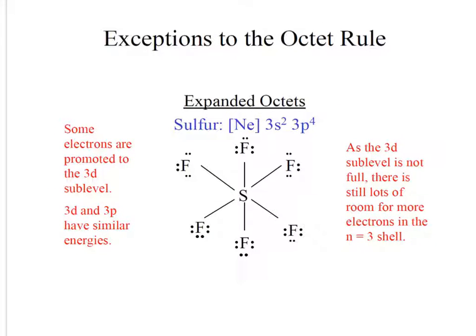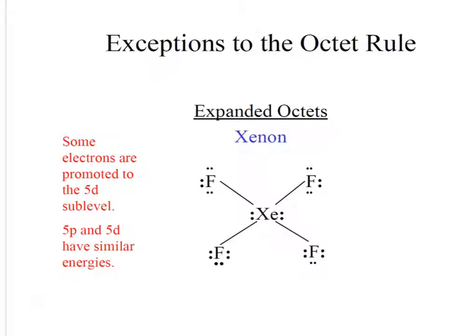All right, sulfur, again, the 3d subshell is very close in energy to 3p. So 4 of these electrons were promoted to the 3d subshell. Now xenon, this occurs because the 5d subshell is very close in energy to the 5p subshell. So xenon has 12 electrons around it. 4 of those 12 are promoted to the 5d subshell. And other elements like iodine and chlorine can expand their octets in the same way, but it just has to be in rows 3 through 7.